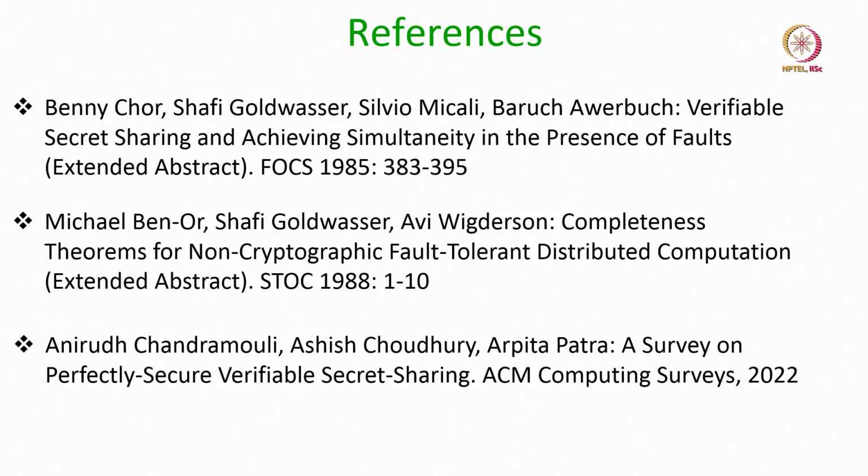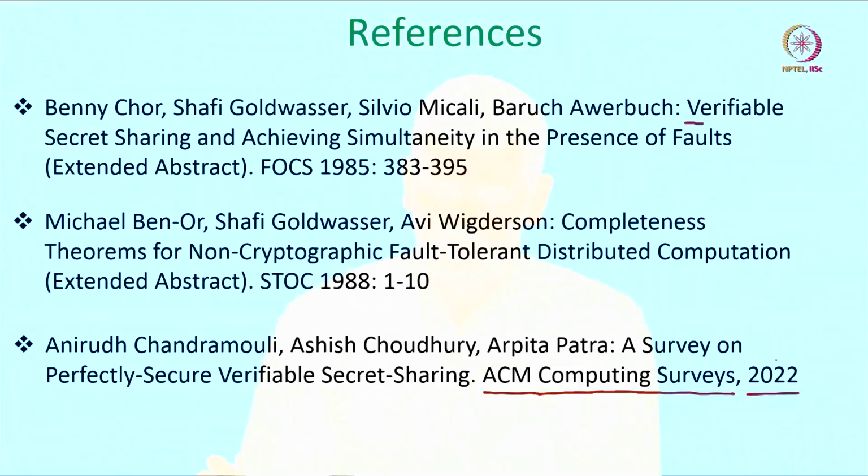These are the references used. The VSS primitive as a general cryptographic primitive was introduced in the seminal work of Chor et al. And the first perfectly secure polynomial based VSS was proposed in the work of BGW itself. And I have a survey paper on perfectly secure VSS which has been recently published in ACM Computing Surveys. That surveys all the existing perfectly secure VSS schemes in the literature, both in the synchronous as well as in the asynchronous communication setting. If you are interested to know and learn more about perfectly secure VSS schemes, you are referred to this survey paper. Thank you.